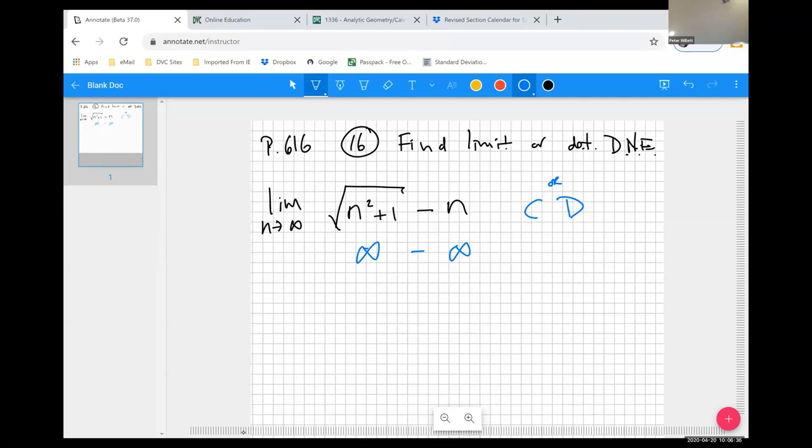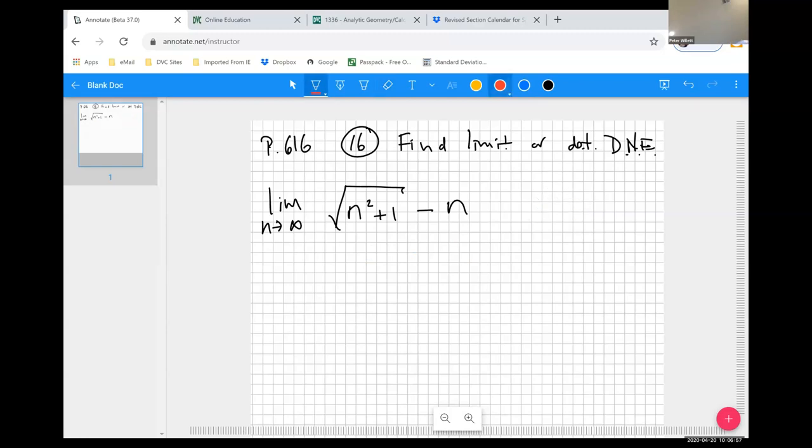And we are not able to just quickly determine what that would be. It sort of depends on the rate at which they are going to infinity. So that adds the possibility of complexity, and that needs to be sorted out either analytically or algebraically. And here's the way we sort it out for problems like this.